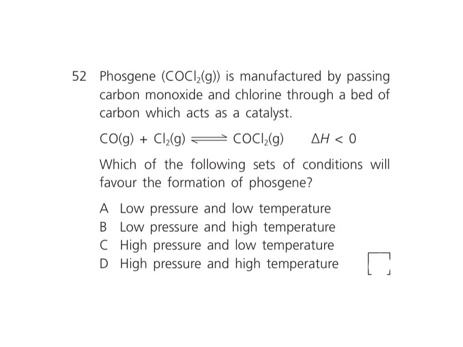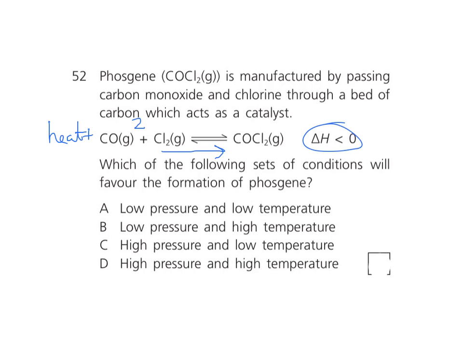Phosgene is manufactured by putting CO gas and chlorine gas through a bed of carbon catalyst, and the reaction is endothermic. Which of the following conditions would favor the formation of phosgene? In other words, would favor the formation of product. In other words, would cause a forward shift in the equilibrium. Low pressure or high pressure?